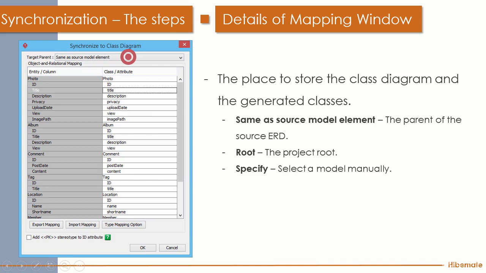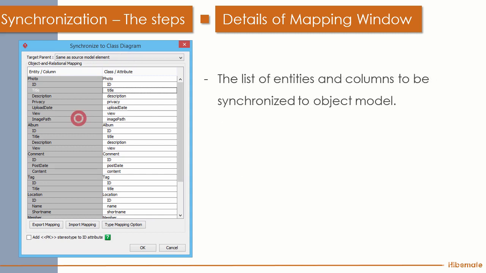It's also a good practice. You put the entity in one model, which focuses on the database, and another model focuses on the class. So you can specify. The next option is you see a list of entity and column that will be synchronized.